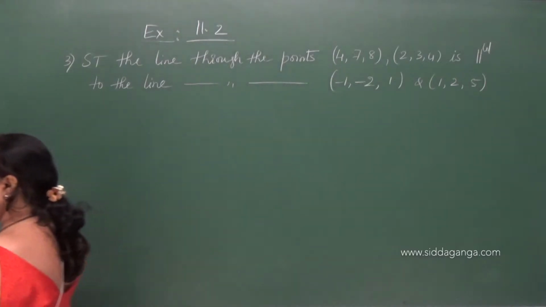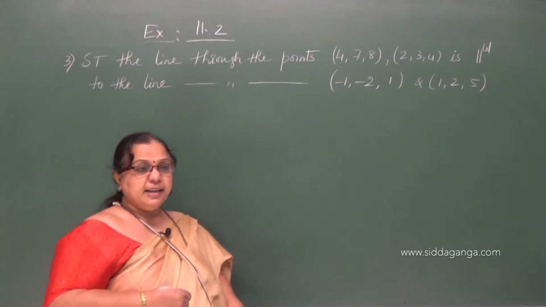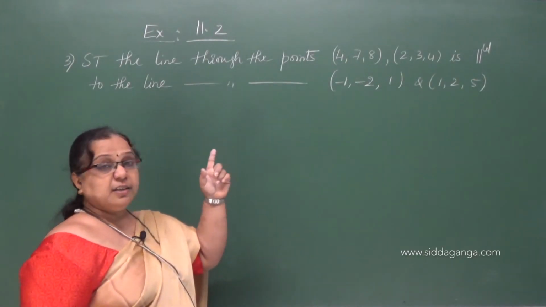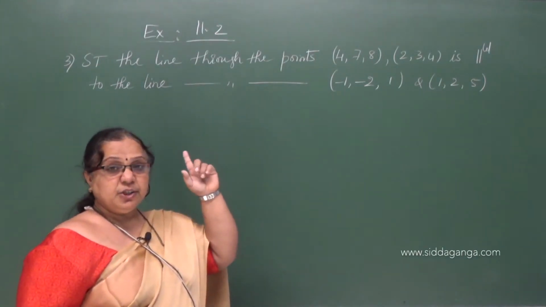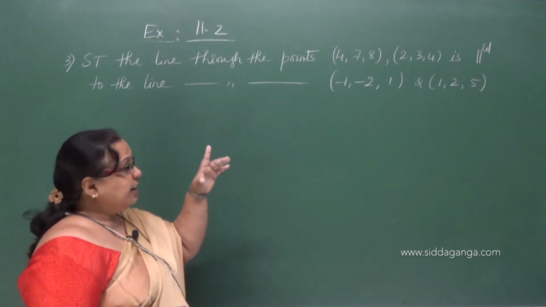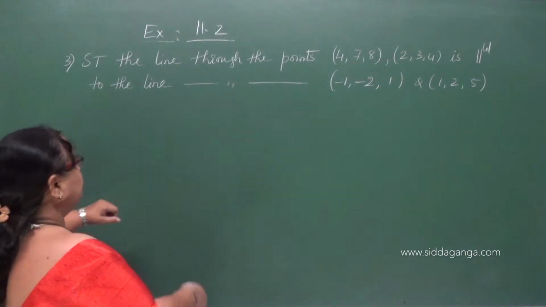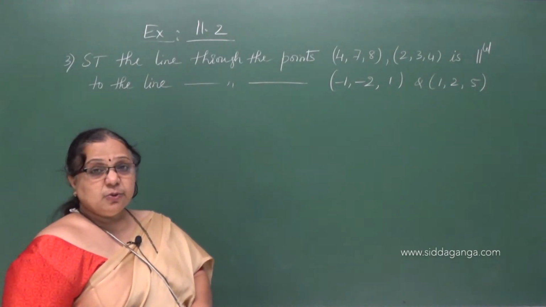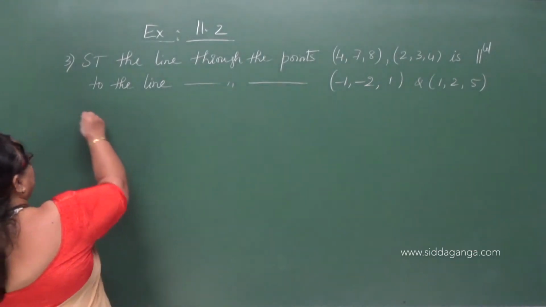Here we have to find the direction ratios of the two lines. Joining the first two points gives one line, and joining the second two points gives another line. We have to find the direction ratios of those two lines. And to show that they are parallel, we have to show that their ratios are proportional. So now, solution.